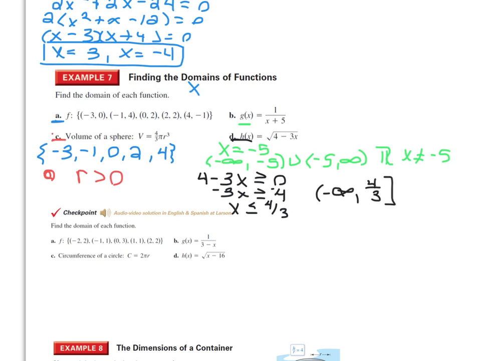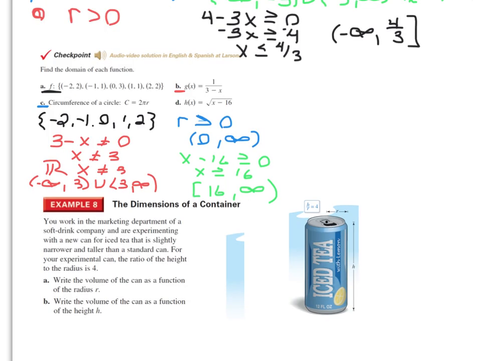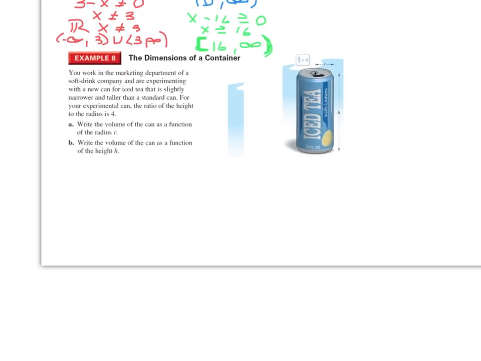All right, there's a checkpoint. Go ahead and stop and give it a go. Okay, here's the answers. By the way, take a look at the green here. This means including 16. This one means can't be included. All right, let's go to example number 8.